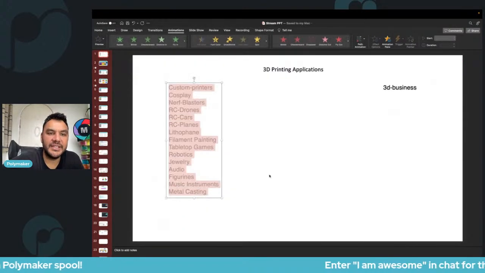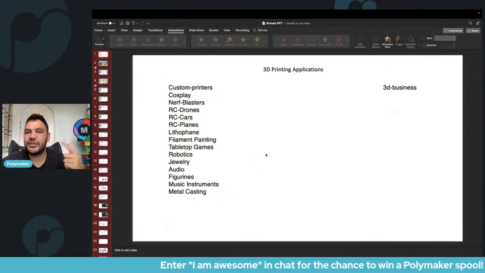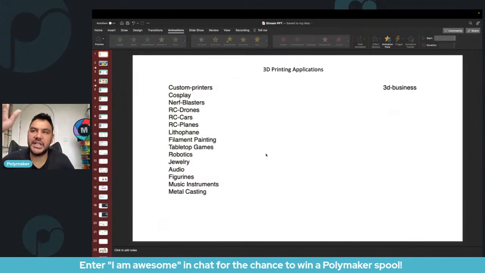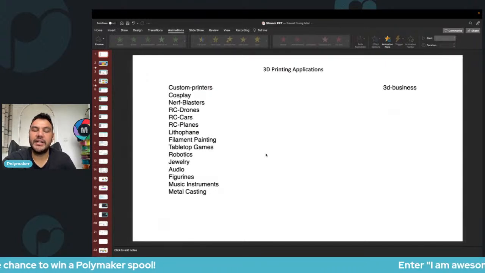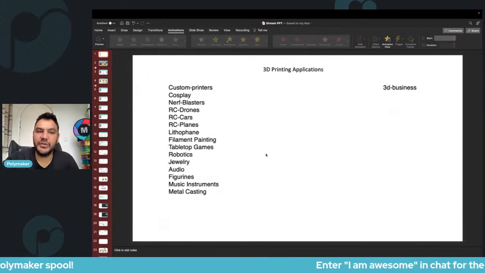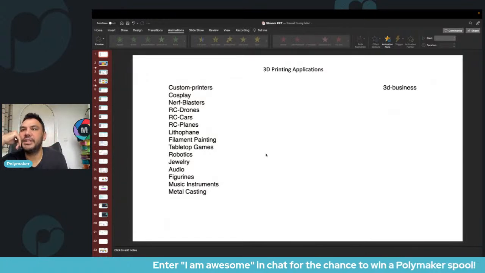But now the idea is, in these application hobbies, what are the different applications where 3D printing can be used as a tool for them?